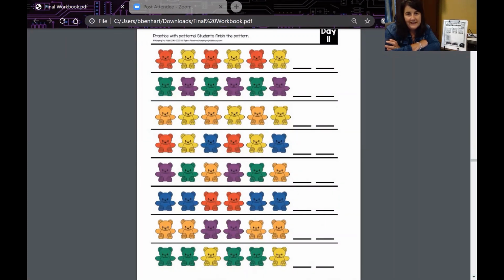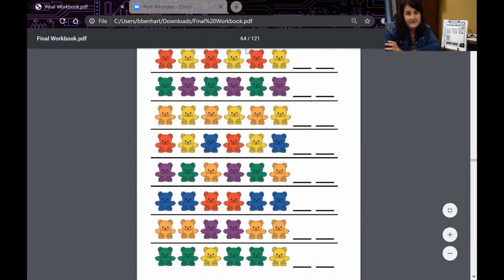So if you look at the last page for day 11, we're going to look at this first row of teddy bears. Since they're all teddy bears on this page, we're only going to work on color patterns. So let's look at the first row and say the colors and see if we can guess what comes next.